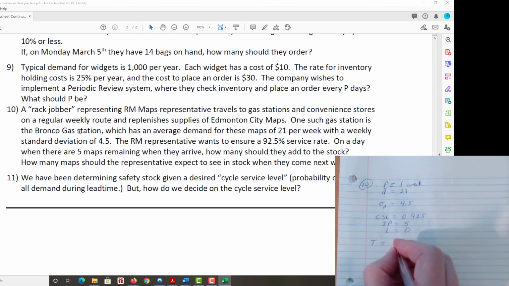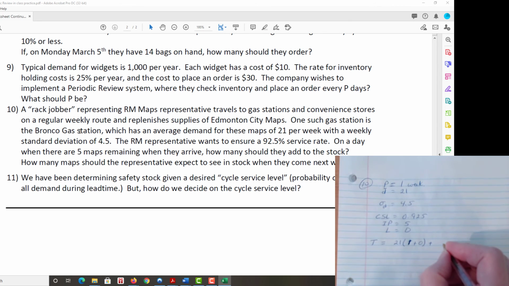Okay, so we want to find how many they should add to the stock. So we need to find the order size, and the first step is finding the target level of inventory T. We have D bar times P plus L, so it's 1, everything's on a 1 week basis, so 1 plus 0, plus Z, which we will look up, times 4.5, times the square root of P plus L, again 1 plus 0.